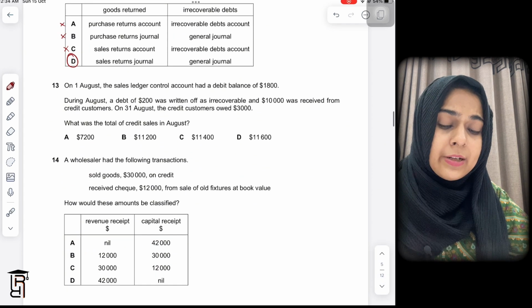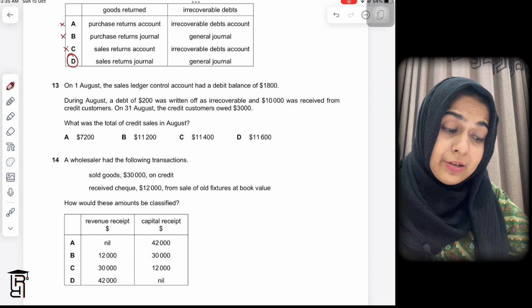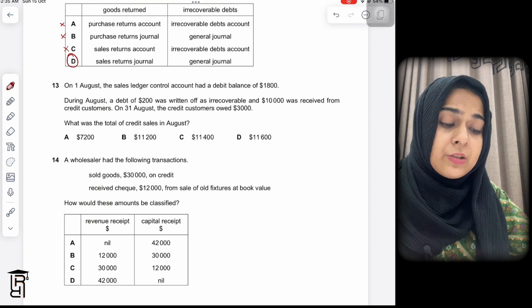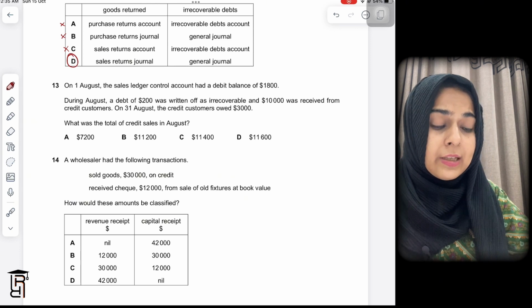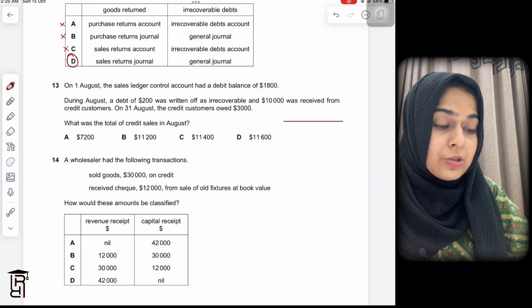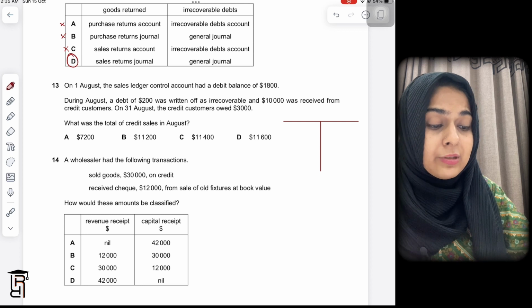Okay, in the next question they are saying on 1st August the sales ledger control account had a debit balance of 1800. During August, a debt of 200 was written off as irrecoverable and 10,000 was received from credit customers. On 31st August, the credit customers owed 3,000. So basically this is the ending balance of trade receivables. If you make a control account, you need to know the format of the control account here. Balance brought down, that is trade receivables.